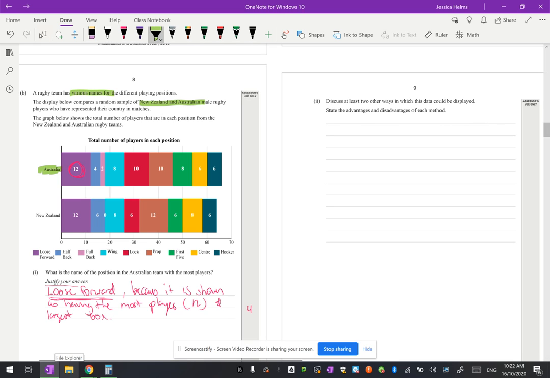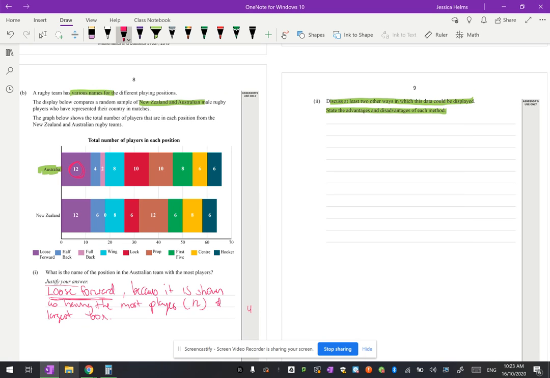Okay, so part 2b says discuss at least 2 other ways in which this data can be displayed and state the advantages and disadvantages of each method. All right, now there seems to be quite a few of these sorts of questions lately, and they really are giveaway marks because these are the kind of marks that you can easily answer. Okay, so this is a data display.